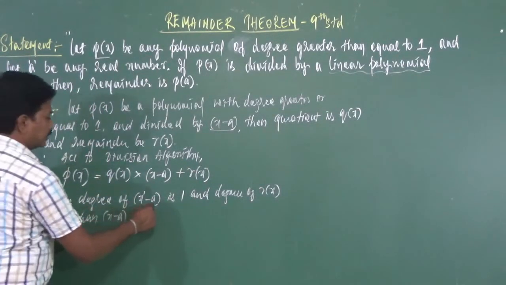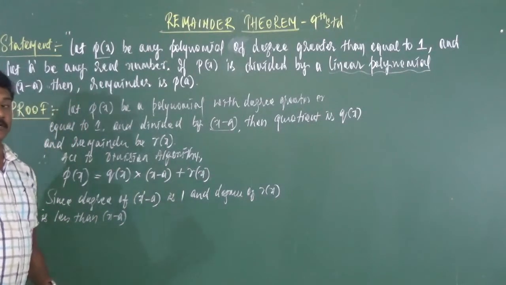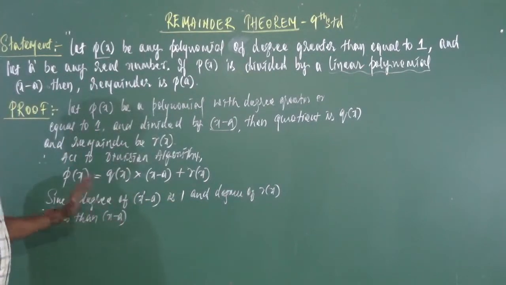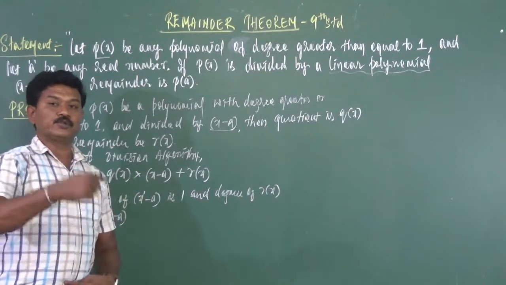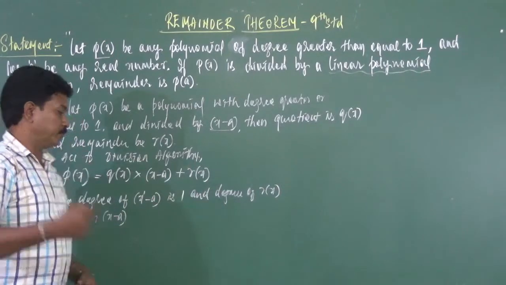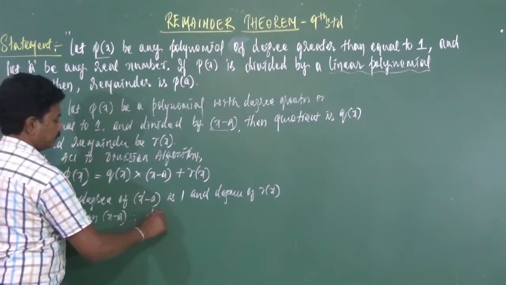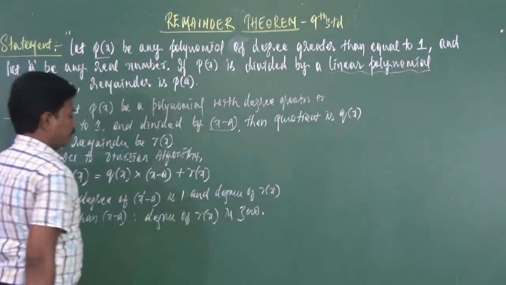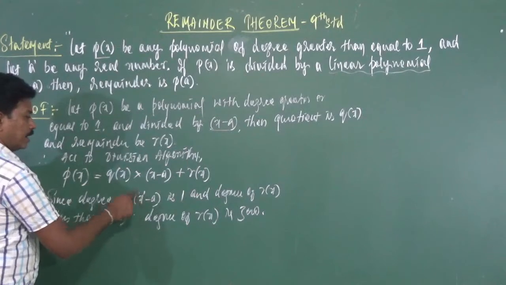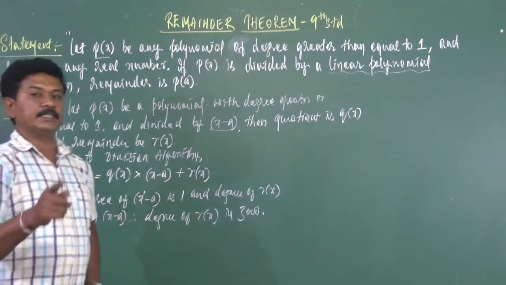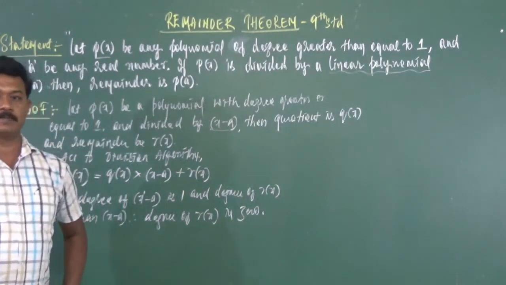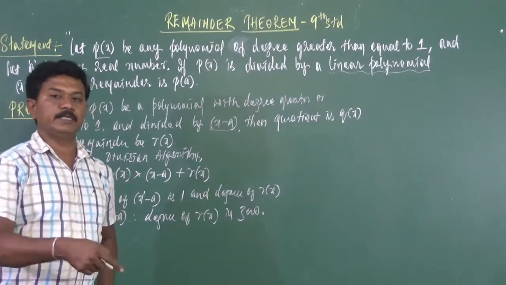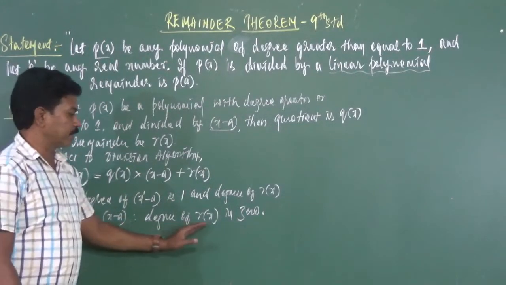So since the degree of x minus a is already 1, the degree of the divisor is already 1, and the degree of r of x should be less than that of x minus a. So therefore the degree of r of x is 0. If the degree of x minus a is 1 and the degree of the remainder should always be less than the degree of the divisor, that is x minus a, then r of x should have a degree less than 1. So less than 1 means it is 0. So the degree of r of x is 0.